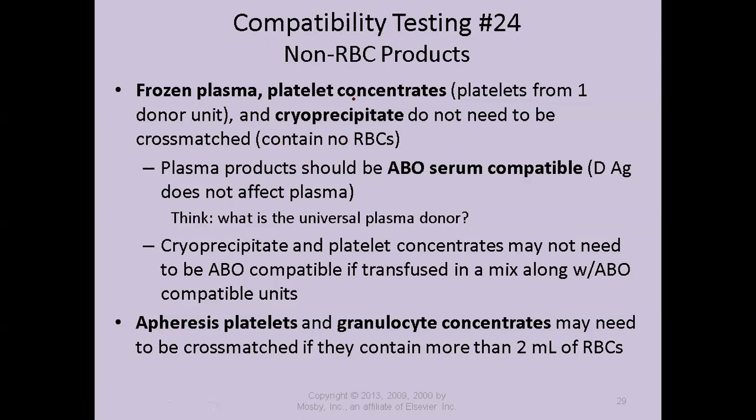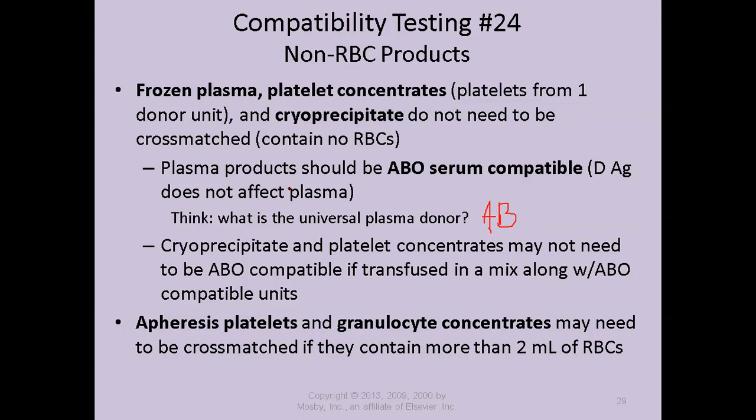So frozen plasma, platelet concentrates, cryoprecipitate, they'll have the ABO type of the donor on there, but we don't have to cross-match them because they normally don't have any red cells present through processing. So the plasma products are going to be ABO serum compatible. Remember, what is the universal plasma donor? Anybody? It's not O. Don't give O. AB. Okay? D antigen does not affect plasma.